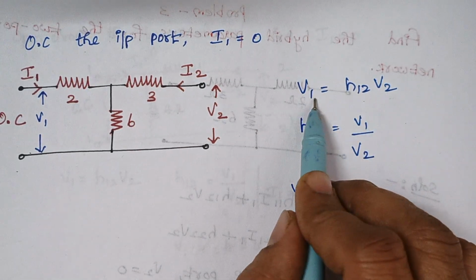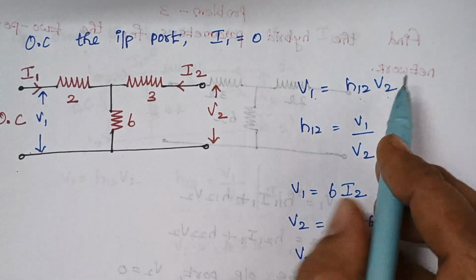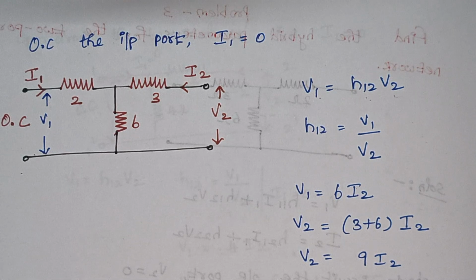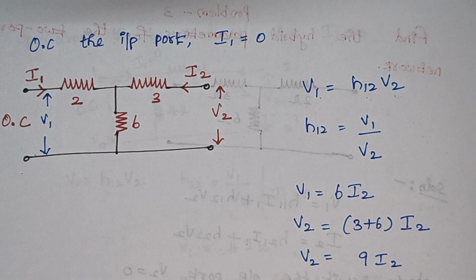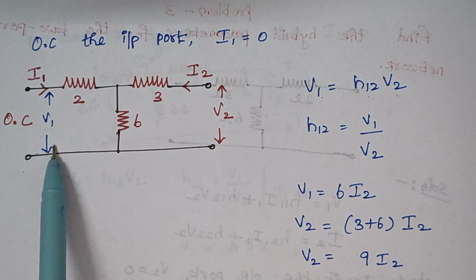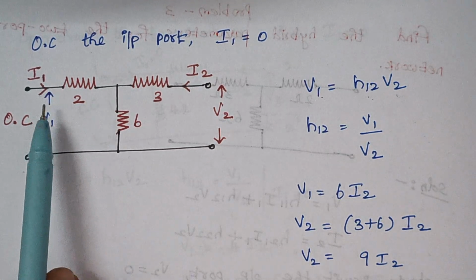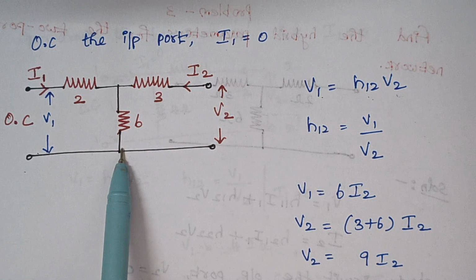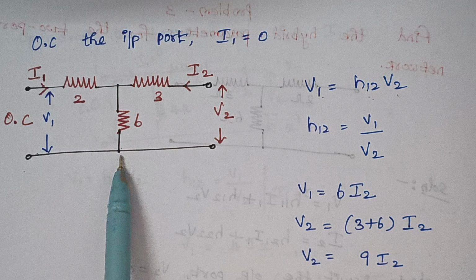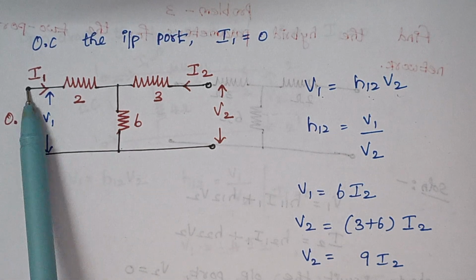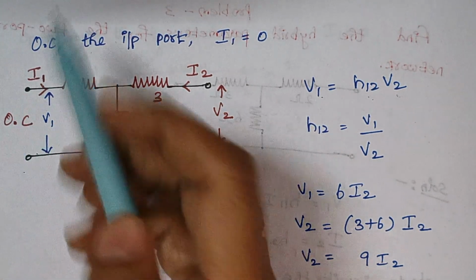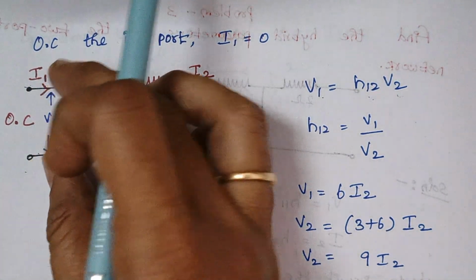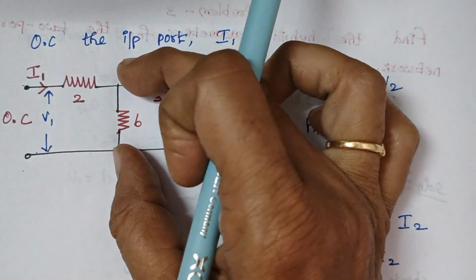V1 is equal to H12 V2. So when you rearrange, H12 is V1 by V2. Now we are going to calculate V1 and V2. So you see from this diagram, what is V1? V1 is nothing but the voltage impressed across this 6 ohm resistance, because now we have open circuited, there is nothing here, and no current flows through this.